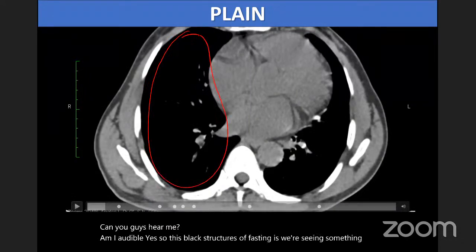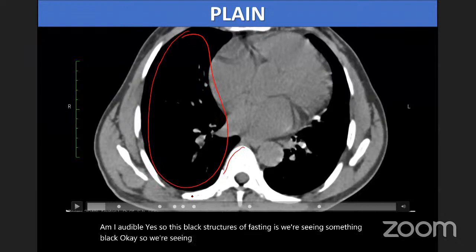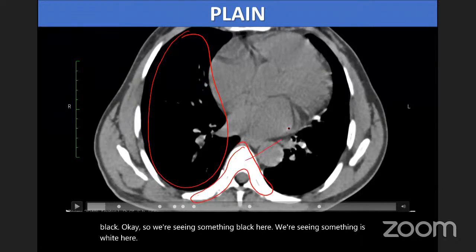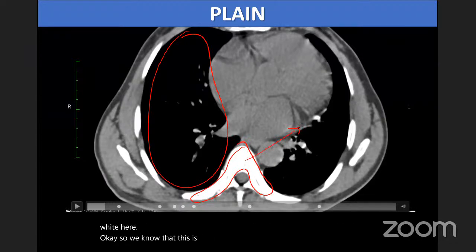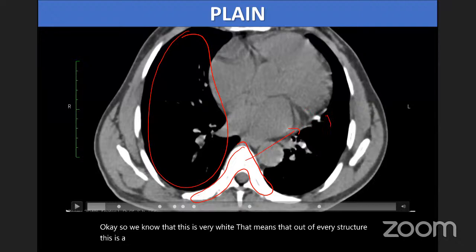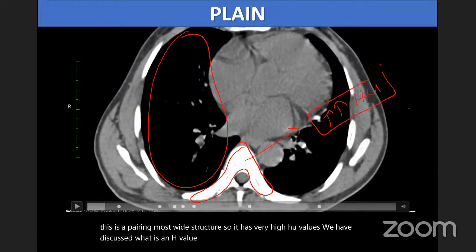Black structure. So the first thing is we are seeing something black, and something white here. We know that this is very white, which means that out of every structure, this appears the most white. So it has a very high HU value. We have discussed what an HU value is. It is nothing but the attenuation coefficient of any tissue with respect to water. So this has a very high HU, so it is looking white.